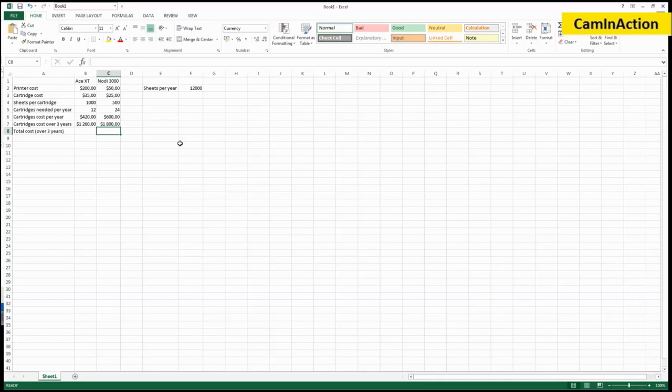significantly different. As you can see, this is our third difference between both of the printers for the comparing part. And we can see that over 3 years, we will spend for A60 cartridges 1,260 bucks, and for Nodi it will be 1,800 bucks.